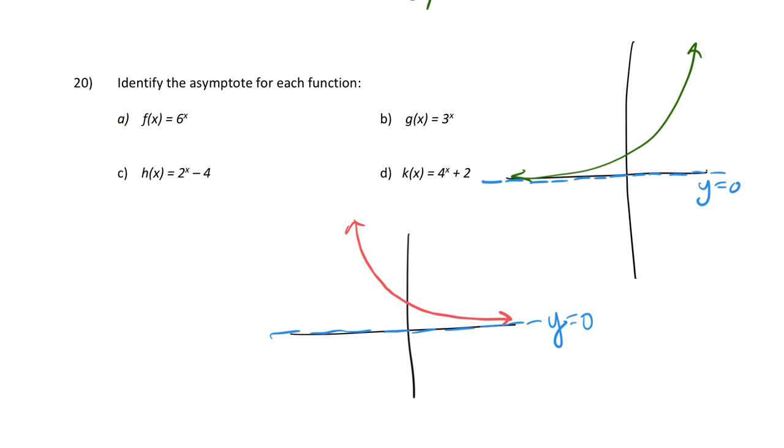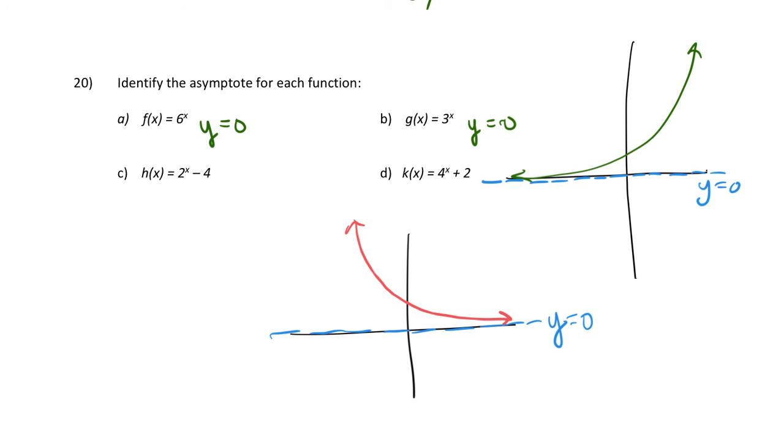So if we compare A and C, do you see how C has this -4 off on the end? That's a vertical shift. That's what it looks like. So part A, f of x equals 6 to the x, there's no vertical shift. That means that it will have our default asymptote of y equals 0. All right, if we take a look at part B, g of x equals 3 to the x power, is there any vertical shifting? We can see that there is not, so it gets the default asymptote of y equals 0. That's these graphs that I kind of sketched in here, something like that.